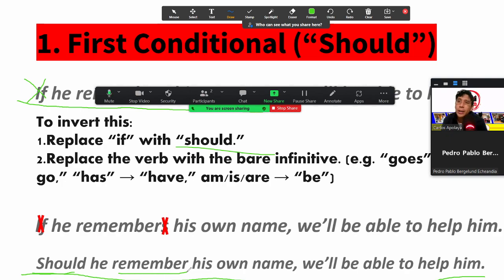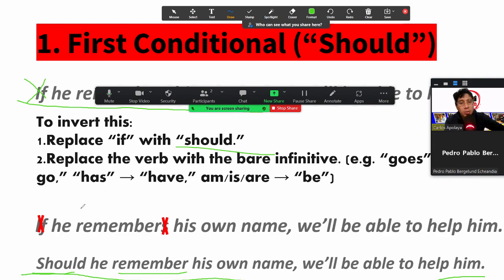What about this one? If I have money, I will buy something. Should you have money? You will buy something. Yes. What about this one? If she has money, she will buy something. Should she has money? Should she has or should she have?